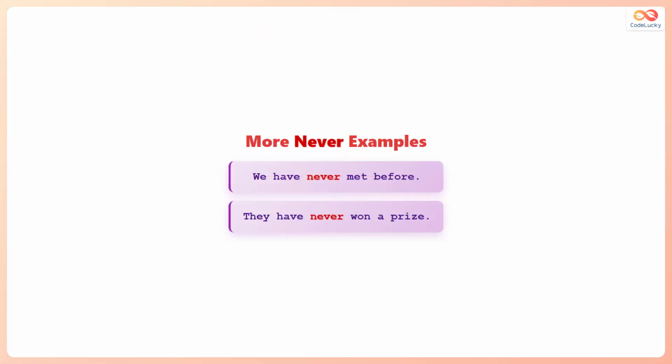Here are more examples. We have never met before means no meeting has happened any time in the past. They have never won a prize means they did not win any prize at any time.